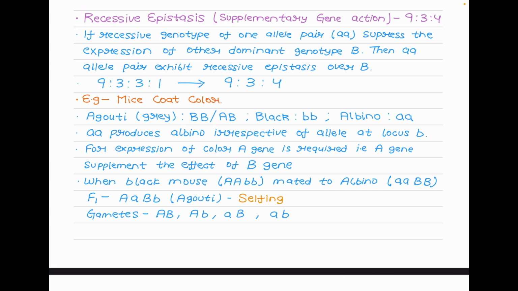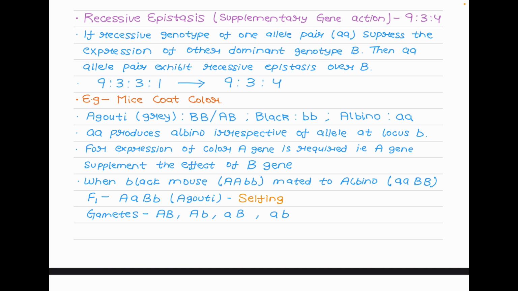Recessive epistasis. It is also known as supplementary gene action, with a ratio of 9:3:4. In recessive epistasis, the homozygous recessive condition of one gene hides the effect of another gene. A classic example for this epistasis is coat color in mice. Here, gene A controls the pigment production. The dominant allele capital A allows pigment formation, while the recessive small a prevents it, leading to no color, which is albino. And gene B controls pigment distribution.